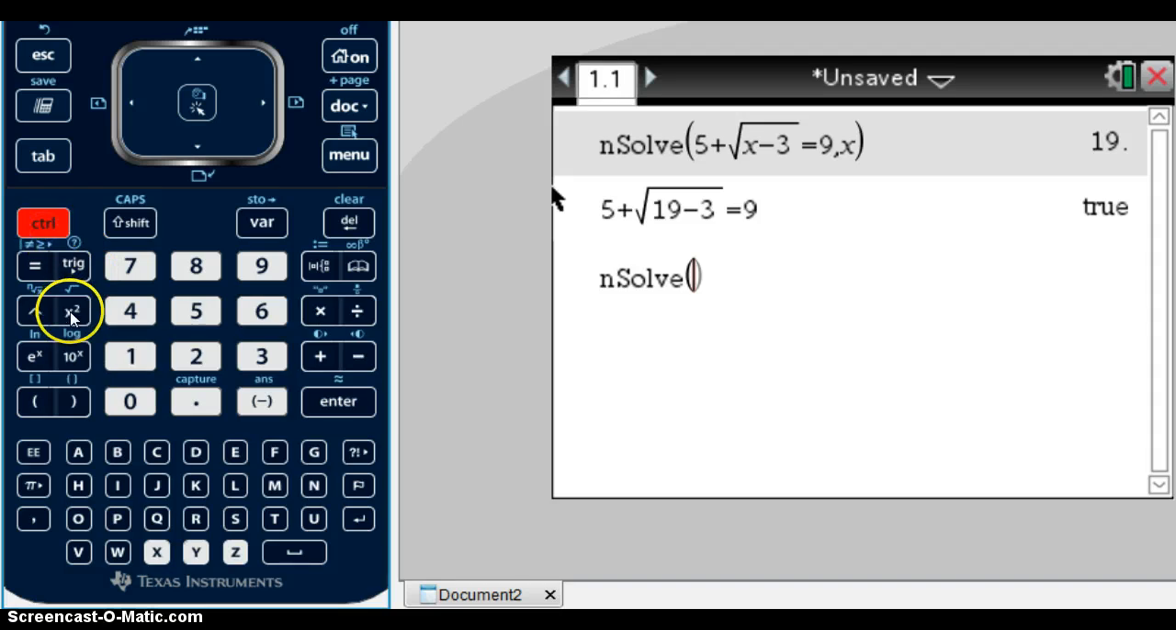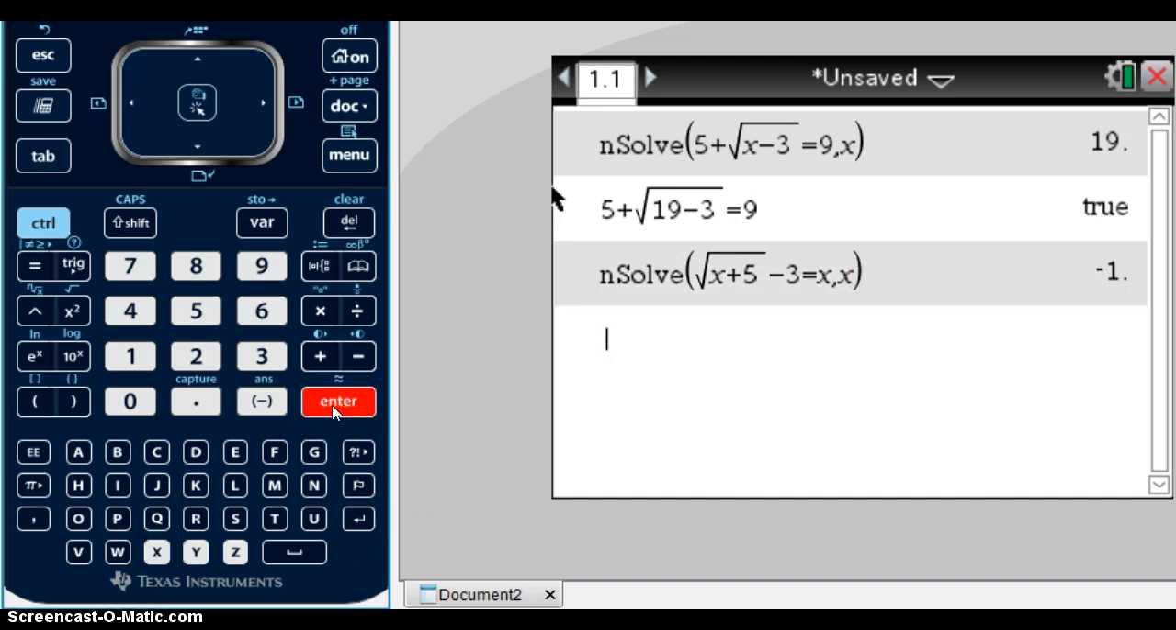So I'm going to go square root of x plus 5 minus 3 equals x, and then do your comma x, and I get x equals -1. Now to check it, once again, I just retype it in. So square root of -1 plus 5, over, minus 3 equals -1, and it checks out true.